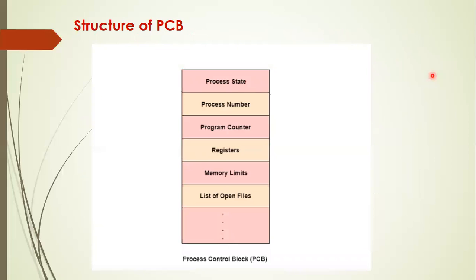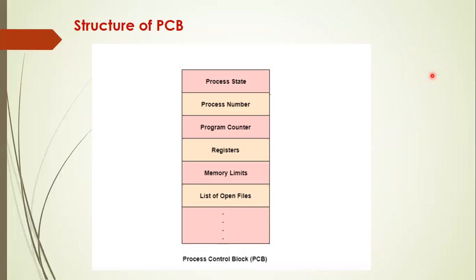This is the structure of a process control block. The first one is process status, process number. Similar to every student being given a register number, every process is given a number called process number, program counter, register, memory limit, list of open files. So many informations are there.